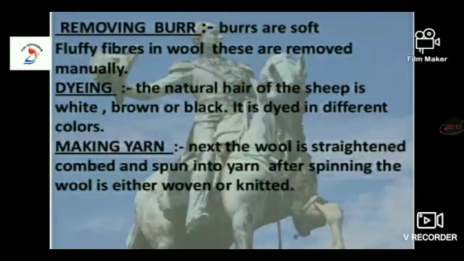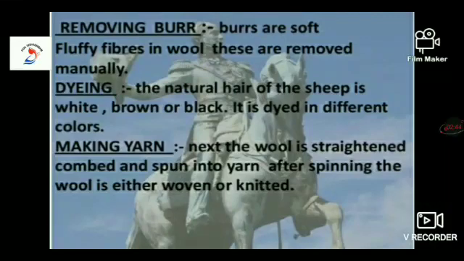And the next step is sorting. In this process, the wool is sorted on the basis of length, hair, color, texture and the ease with which it can be dyed. Removing burr. Burrs are soft fluffy fibers in wool. These are removed manually. Dyeing. The natural color of the sheep's hair is white, brown or black. The sheared wool is dyed in different colors.